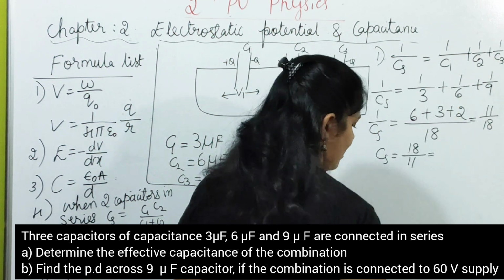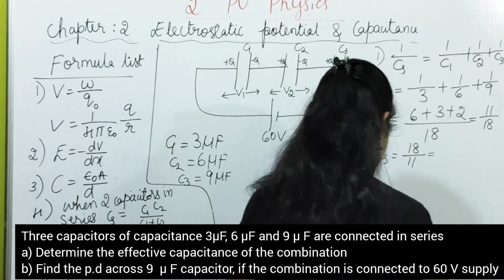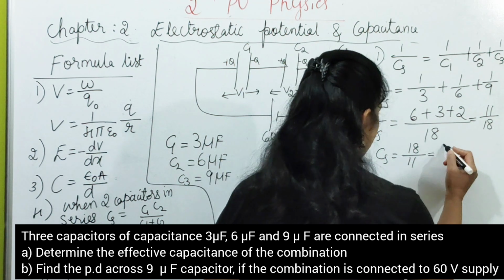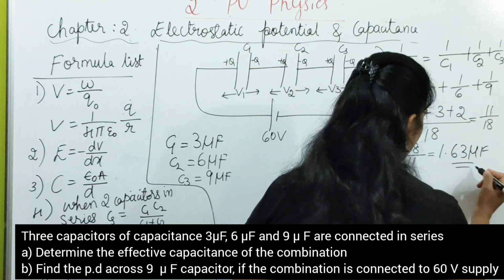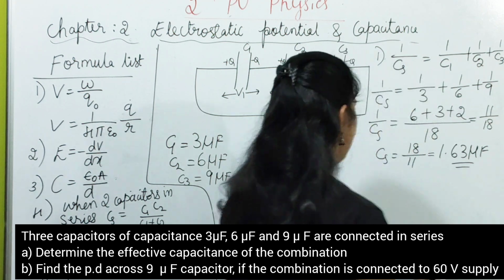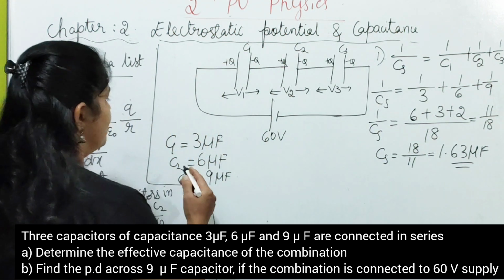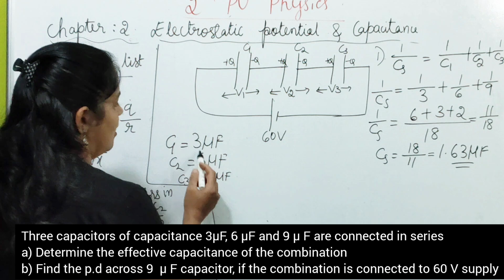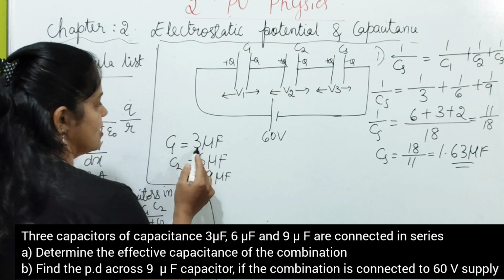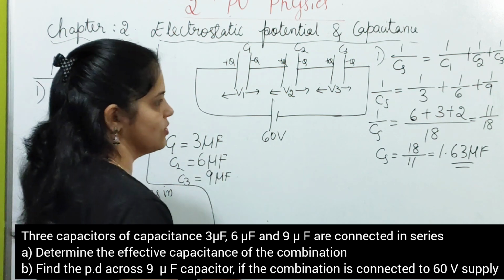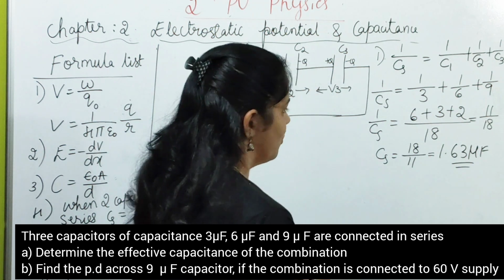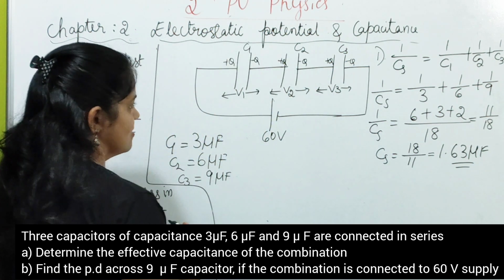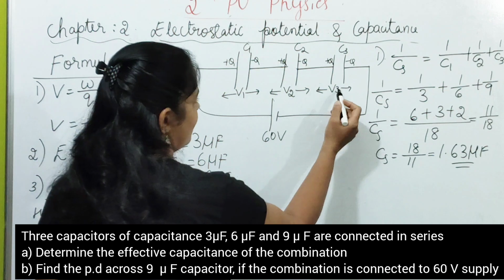So 1 over Cs is 11 by 18, and if you divide 18 by 11, it is found to be equal to 1.63 microfarad. Here the answer should be lesser than the least out of these 3. So least is 3, it should be less than that. So the answer is 18 by 11 or 1.63 microfarad. And we need to calculate V3.